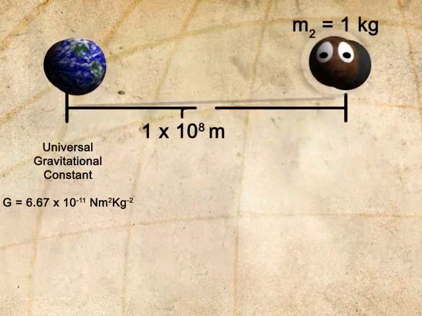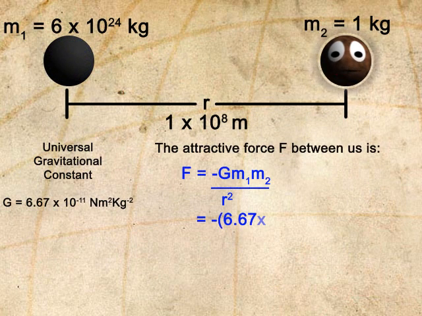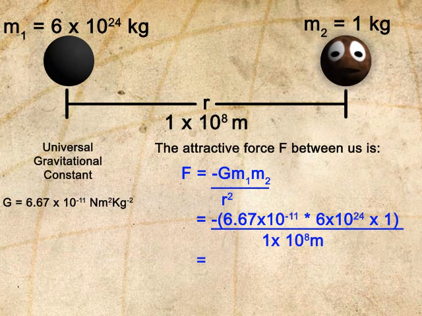So, the attractive force F between me and the planet is found by putting these values into Newton's equation, just like this. We find that the force between me and your planet is 0.04 newtons, and that's negative. Force is measured in newtons, of course, you know. But why, I hear you cry, is the force negative?